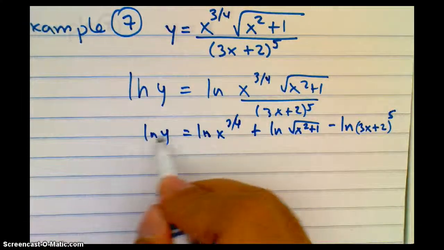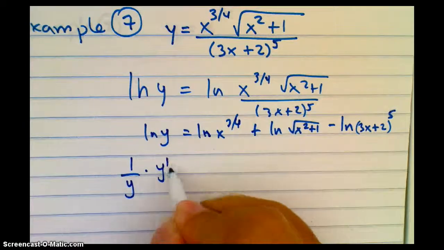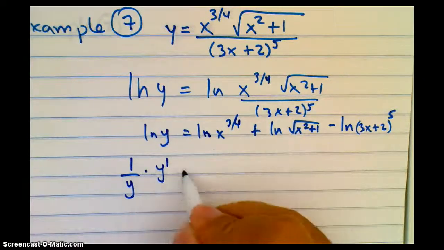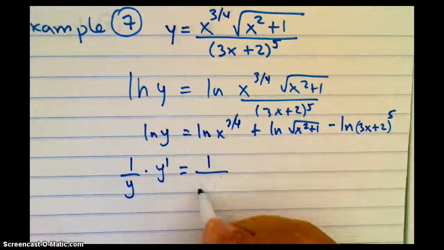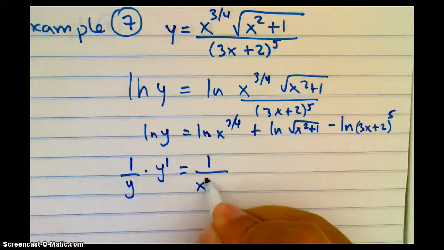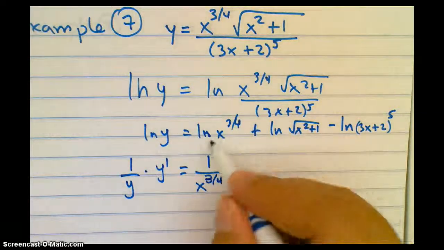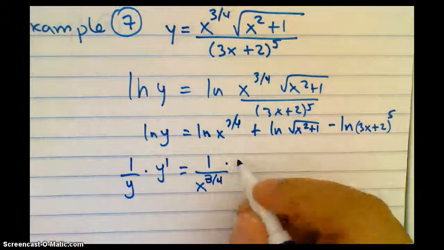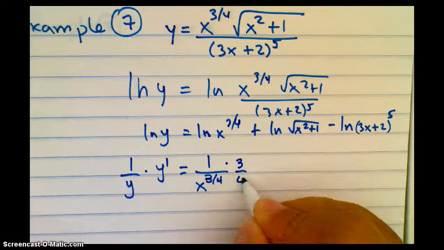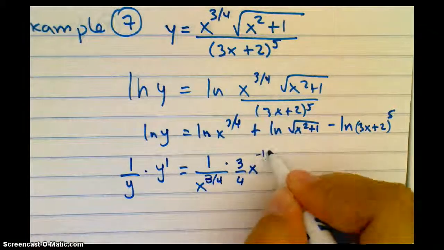So derivative of natural log of y is 1 over y times y prime, and ultimately I'm going to solve for this. And then the derivative here would be the reciprocal, x to the 3/4, and because it's a composition of two functions, it will be times the derivative of x to the 3/4, which is 3/4 x to the 3/4 minus 1, that would be negative 1/4.